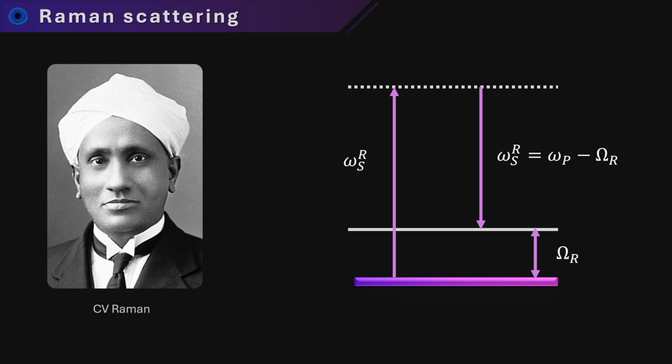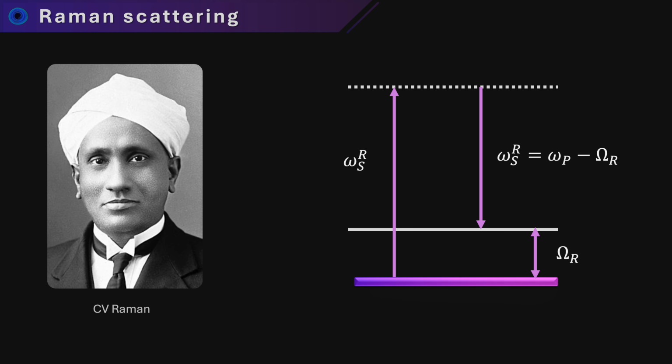Let's start simple. Normally, when light interacts with a medium, most of it comes out with the same frequency as it went in. That's what we call elastic scattering. But a very tiny fraction of light interacts differently. It exchanges energy with the vibrational modes of the molecules in the medium. This is called inelastic scattering, and the scattered light comes out at a different frequency compared to the input. This shift in frequency is what we call Raman shift.